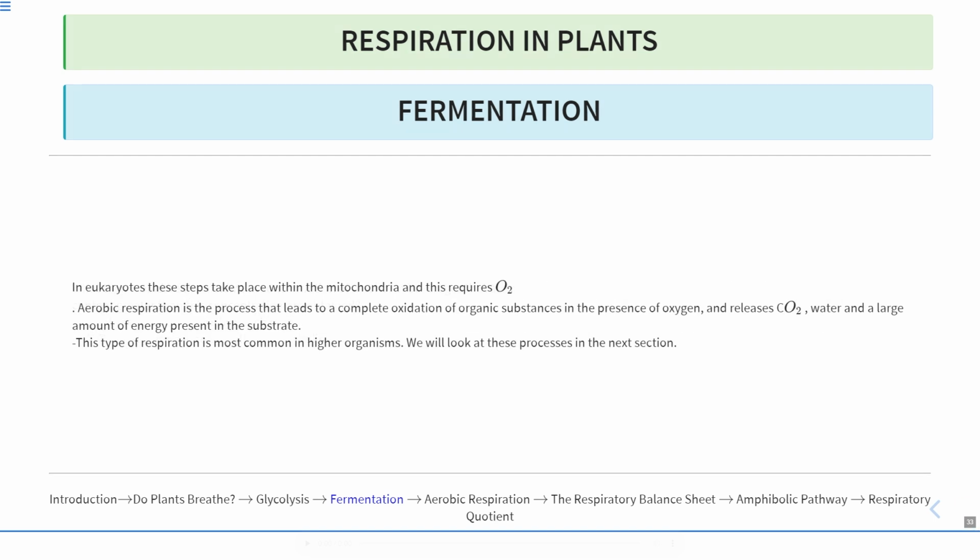So in eukaryotes, these steps take place within the mitochondria, and for this they require oxygen. Aerobic respiration is the process that leads to complete oxidation of organic substances in the presence of oxygen and release of CO2, water, and a large amount of energy present in the substrate. When there is complete oxidation of a food material, there is a release of a large amount of ATP. This type of respiration most commonly occurs in higher organisms because they are more complex and require more energy. We will look at these processes in the next section.